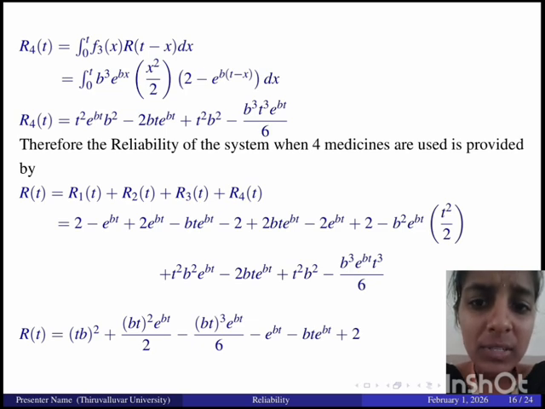Therefore, the reliability of the system when 4 medicines are used is provided by R of t is equal to R1 of t plus R2 of t plus R3 of t plus R4 of t. We substitute the value for R1 of t, R2 of t, R3 of t and R4 of t. We get the value for g of t is (tb) the whole square plus (bt) the whole square into e power bt by 2 minus (bt) the whole cube into e power bt divided by 6 minus e power bt minus bt into e power bt plus 2.